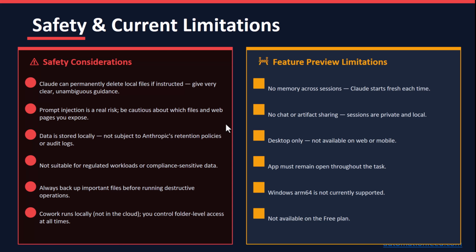Be cautious about which files and web pages you expose. Data stays locally, which is actually good for privacy, but it also means it's not subject to Anthropic's standard data retention policy or audit log. So my advice here, backup anything important before running Cowork on it.